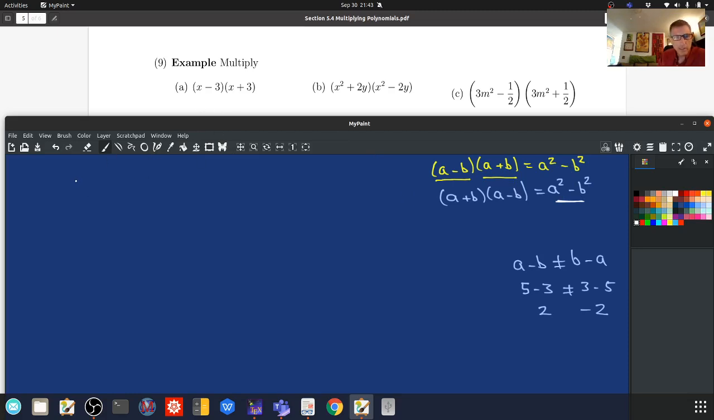So let's do it. By the formula, x minus 3 times x plus 3 is equal to x squared minus 9. Where do I get the 9? x times x is x squared. Minus 3 times 3 is minus 9. Let's do 9b.